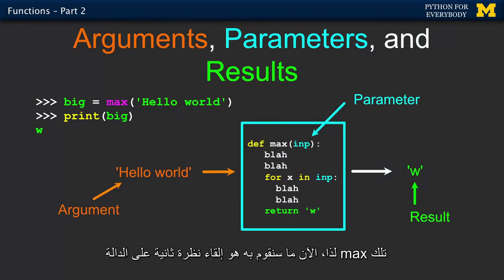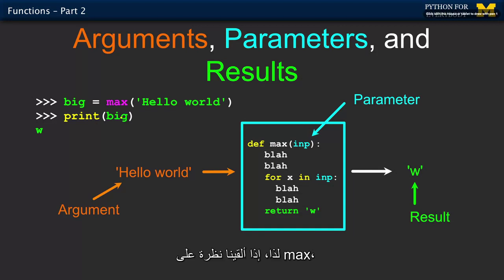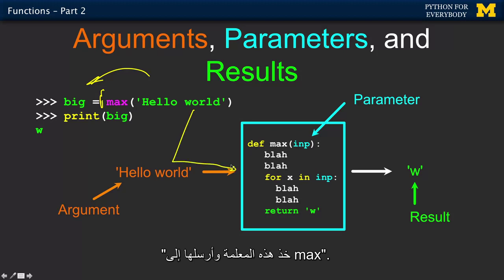Okay, so now what we're going to do is take a look again at that max function, but we're going to understand how the return works. This is really more about the return. So if we take a look at max, we're going to evaluate the right-hand side of this, so we have something to send into big. So max hello world says take this parameter and send it into max.